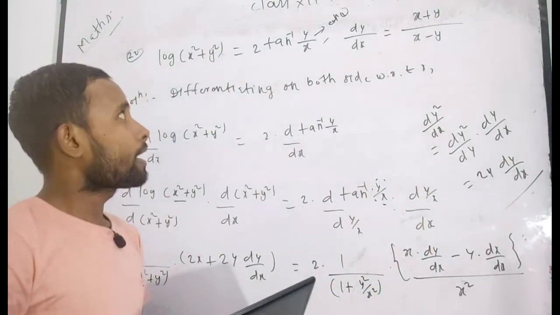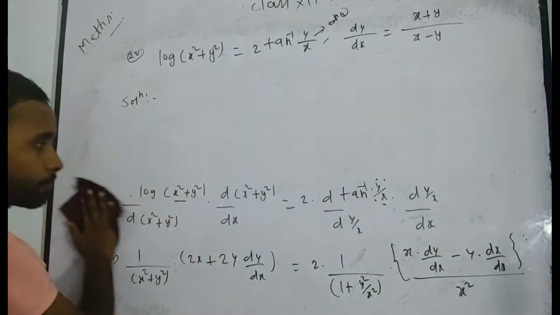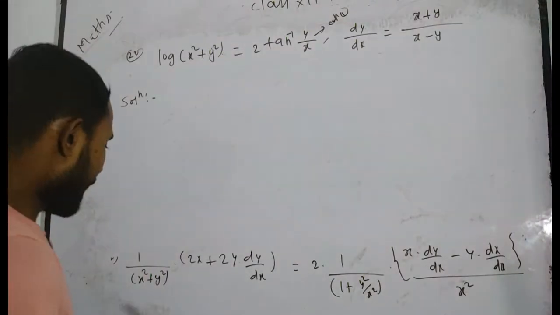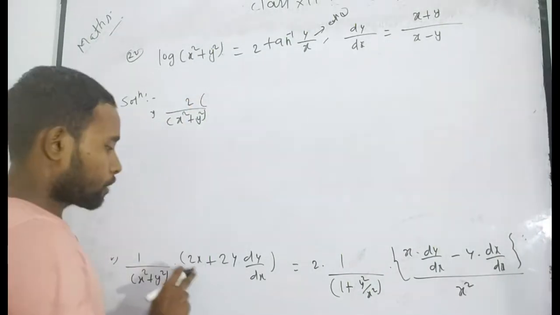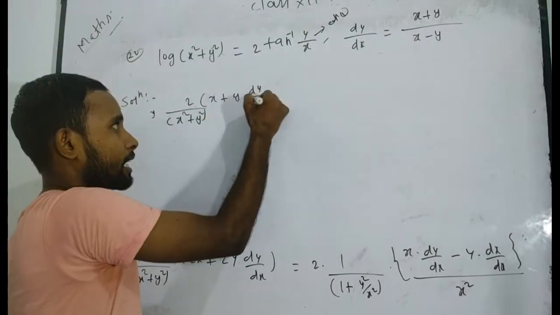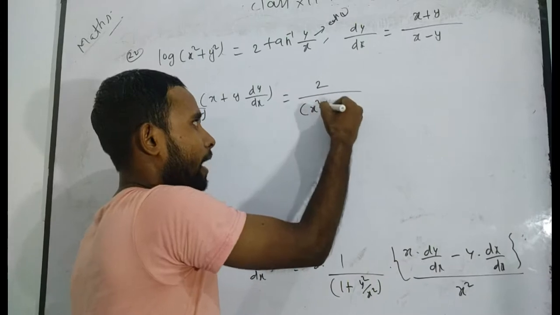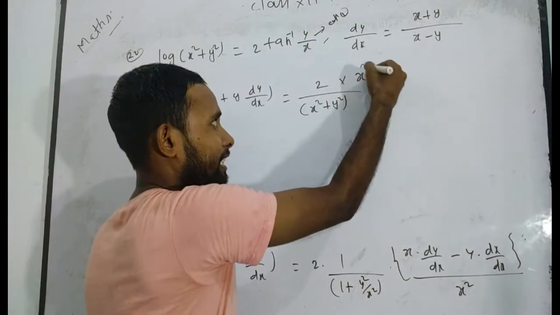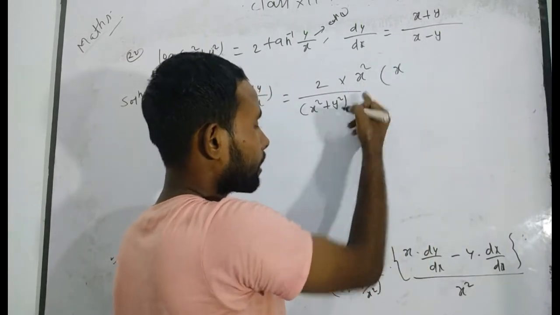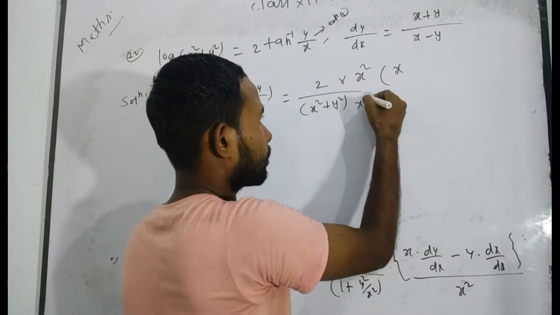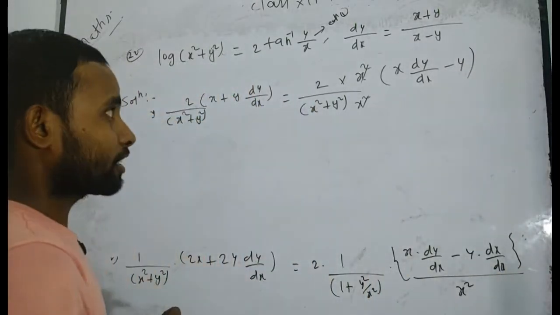I think you understand. Now again there is a simple concept to proceed. I want to rub this part firstly. Now there needs only simplification. Now if you see here, you will get 1 upon (x square plus y square) times 2 times (x plus y dy/dx) is equal to 2 upon, if you take LCM, you will get 2 by (x square plus y square), and it will go in the numerator. Here it will be x square, and this will be x times, and here it will also be x square. Both terms cancel each other, and finally you will get x dy/dx minus y, because dx will be 1. I think you understand very well.